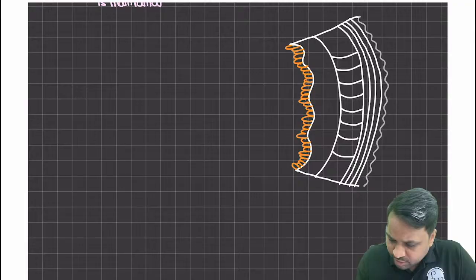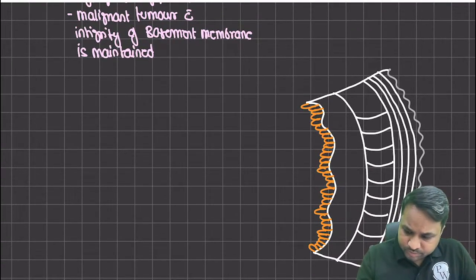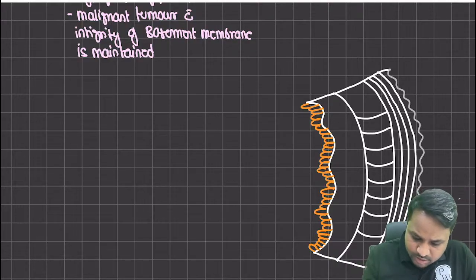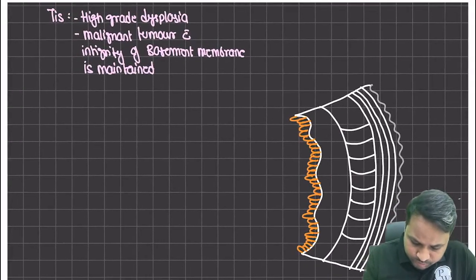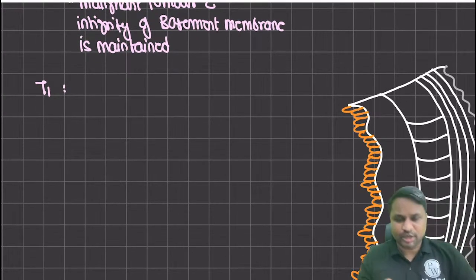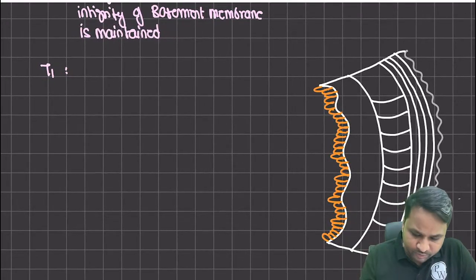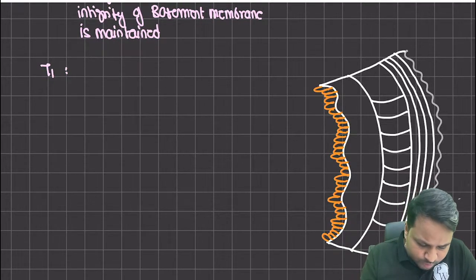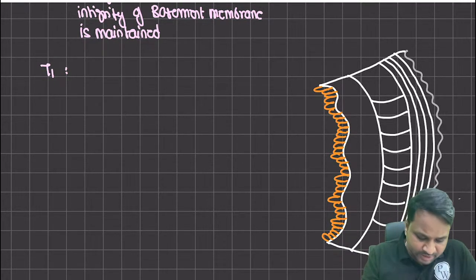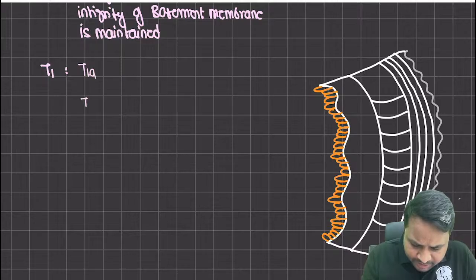So let's try to assess this. Now you have a T1 tumor. What is a T1 tumor? A T1 tumor can be divided into T1a and T1b, based upon the extent of involvement. A T1 tumor is one that invades the lamina propria. We'll make it very simple. I'll divide them into the T1a category and the T1b category. What is T1a? What is T1b?